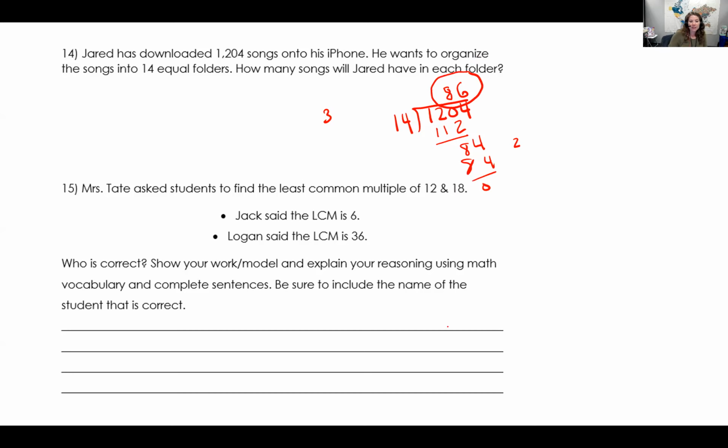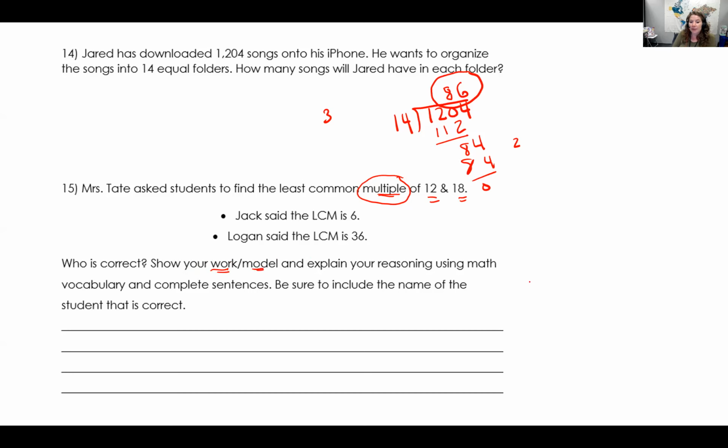Mrs. Tate asked students to find the least common multiple of 12 and 18. So multiples are big numbers. Jack said the least common multiple is 6, and Logan said the least common multiple is 36. Who is correct? Show your work.